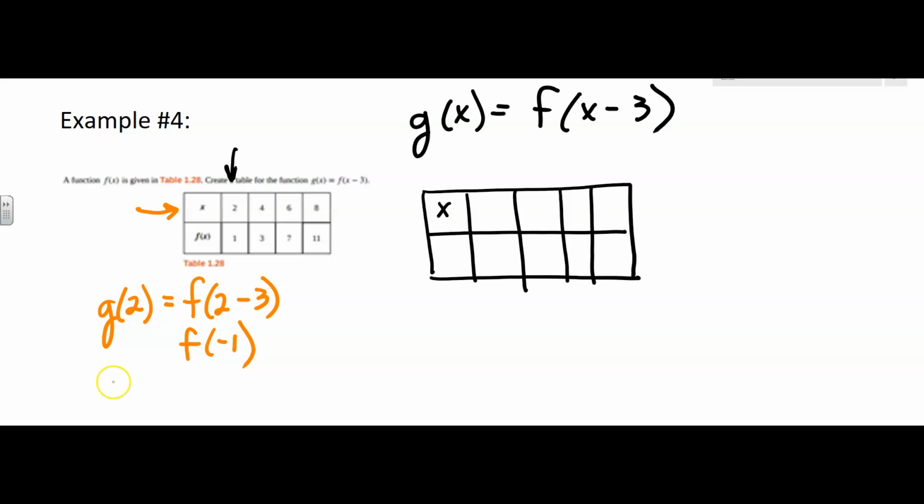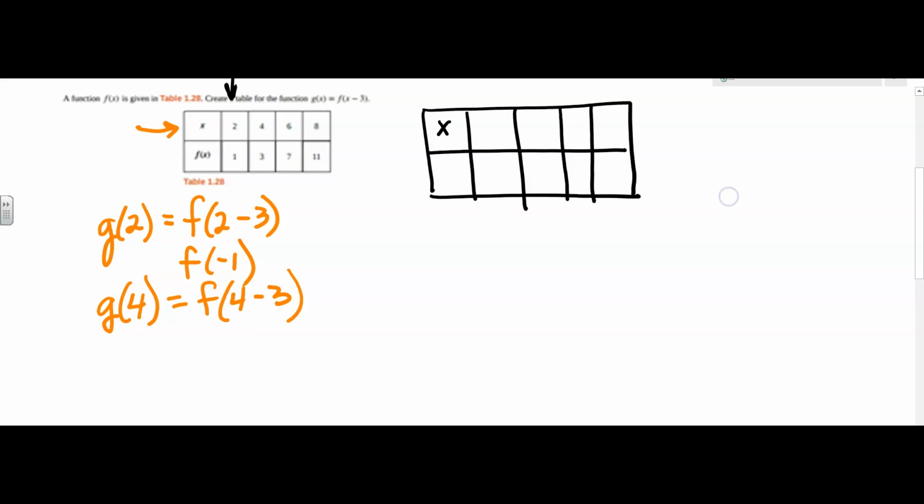Let me try g of, what's the first one I get? 1. Okay, so maybe if I put in 4, g of 4 would be f of 4 minus 3. I'm going by this formula that they gave me. Well, that's not going to be very helpful because that's going to give me f of 1, and again, I don't have 1 as an input. Okay, so my inputs are right here. I need to get either a 2, 4, 6, or 8. Okay, what could I do?